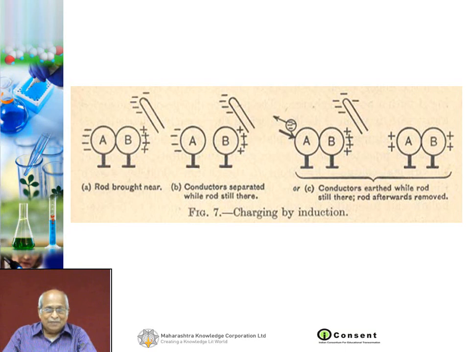So in this way, by the presence of the negatively charged plastic rod, we have positive charge on metal sphere B on the surface close to the plastic rod, and we have equal negative charge on metal sphere A on the surface away from the plastic rod.